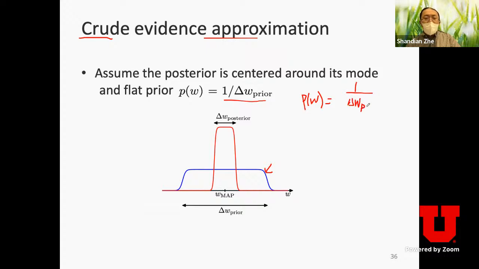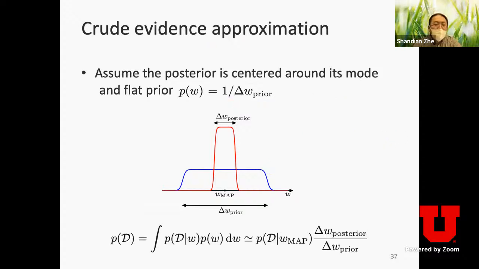W prior. The posterior, given data, is just something at another range, which is here is a posterior. Okay. And then if you calculate the model evidence, the marginal probability of data, it can be approximated and written as the likelihood of the data given the MAP estimation times the ratio of the ranges between the posterior and the prior.